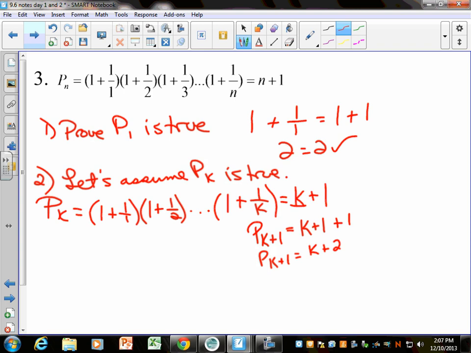Every time, that's what you want. That means when we do the other part, we better get k plus 2 as our answer or we've done something wrong. So that's the nice part: you know what's supposed to happen. The other nice part is it's exactly the same every time.